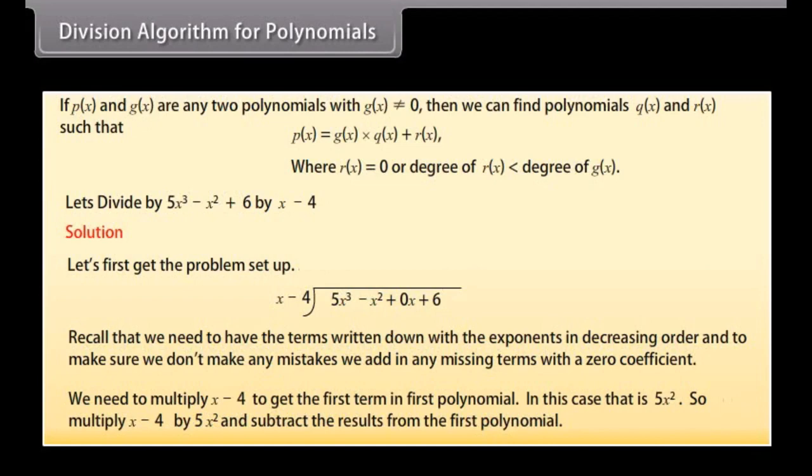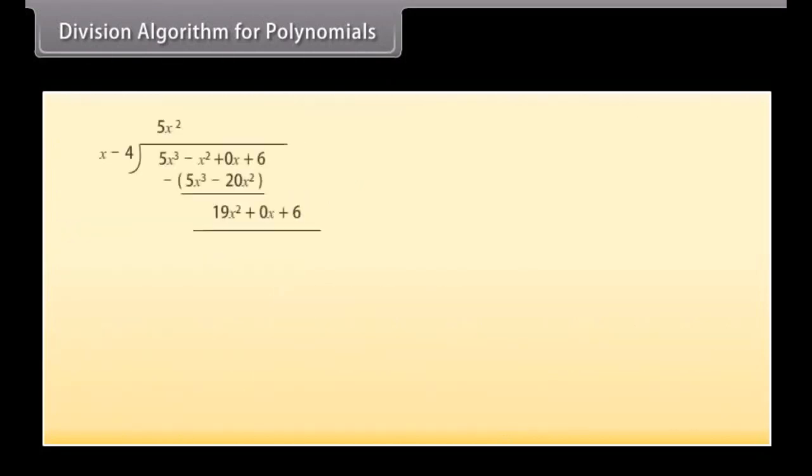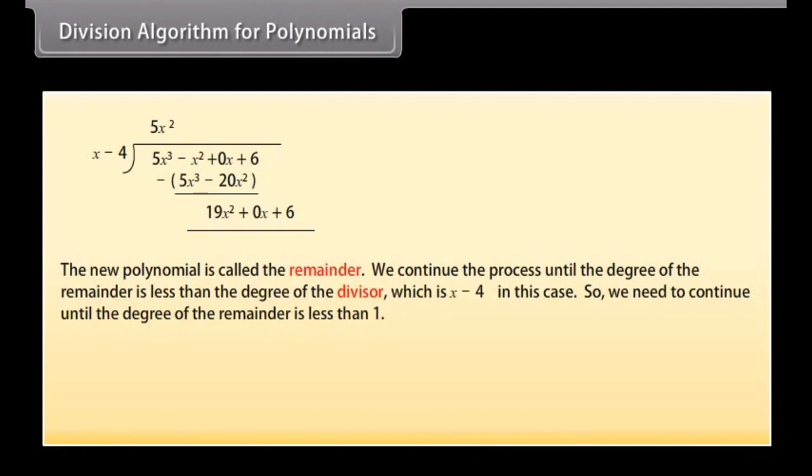We need to multiply x minus 4 to get the first term in the first polynomial. In this case, that is 5x square. So multiply x minus 4 by 5x square and subtract the results from the first polynomial. The new polynomial is called the remainder.